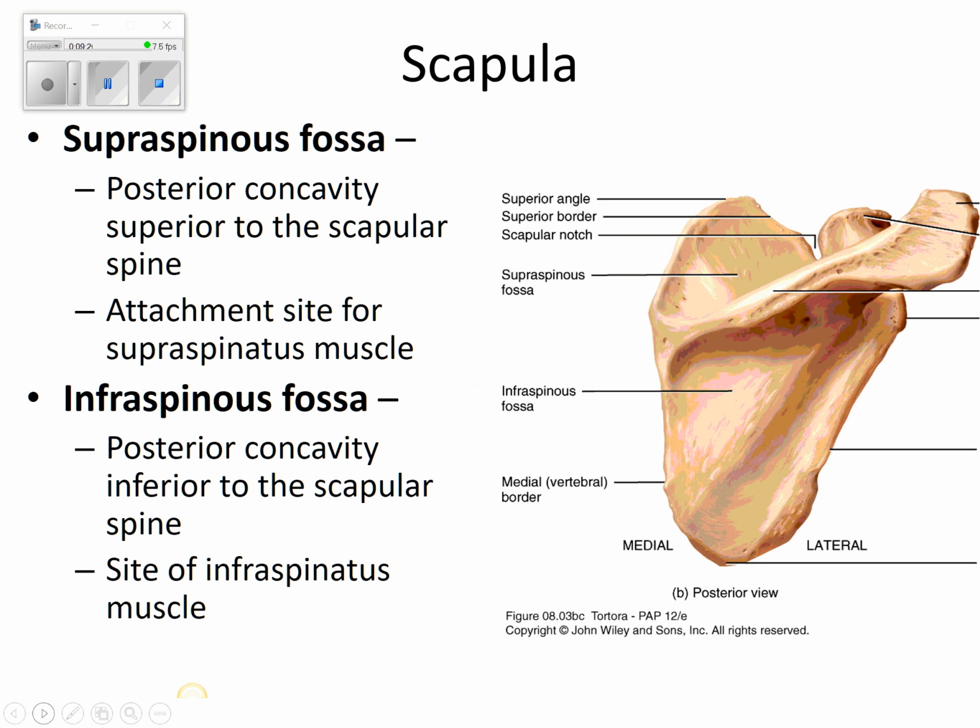Supraspinatus fossa, again, make sure that you can label it, and infraspinatus fossa. Those are going to be important to know and understand, because when we get to the muscles, we have a muscle that's named after those sites as well. So it's just the posterior concavity superior to the scapular spine is the supraspinatus fossa. It's the attachment site for the supraspinatus muscle, so you can see where it gets its name. Okay, so it's above the spine. The infraspinatus fossa is the posterior concavity inferior to the scapular spine, and that's this area through here, and that's the site of the infraspinatus muscle.